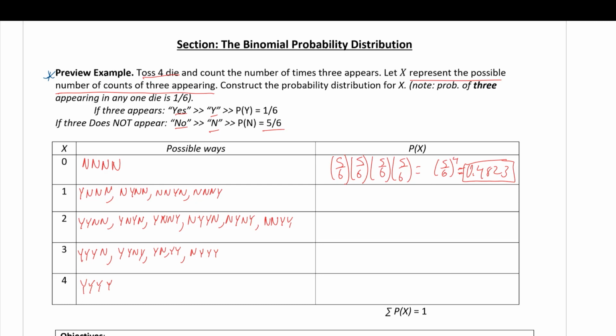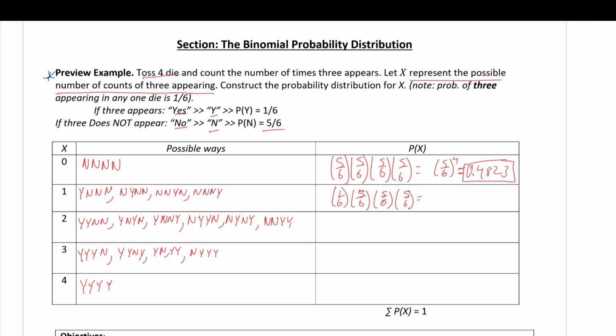All right. Well, how many ways can you get one 3? Well, you can get it this way, this way, or this way, or this way. So these are considered OR probabilities, right? It could happen this way, or this way, or this way, or this way. So if we just focus on one of these, well, one yes, the probability of getting yes is 1/6. Right? And then there's 3 no's, and the probability of no is 5/6.